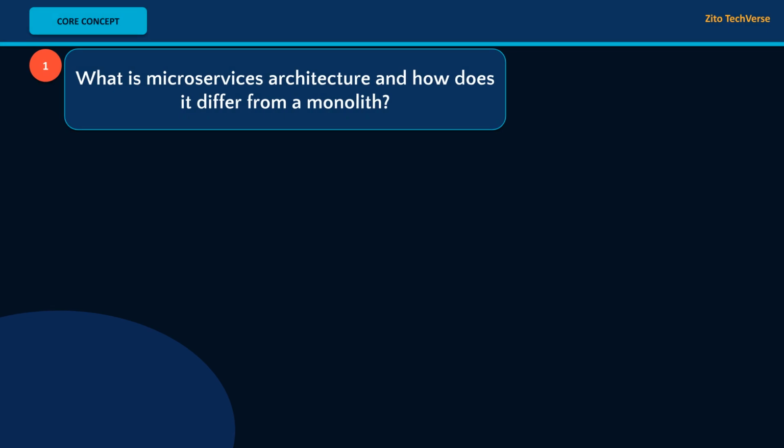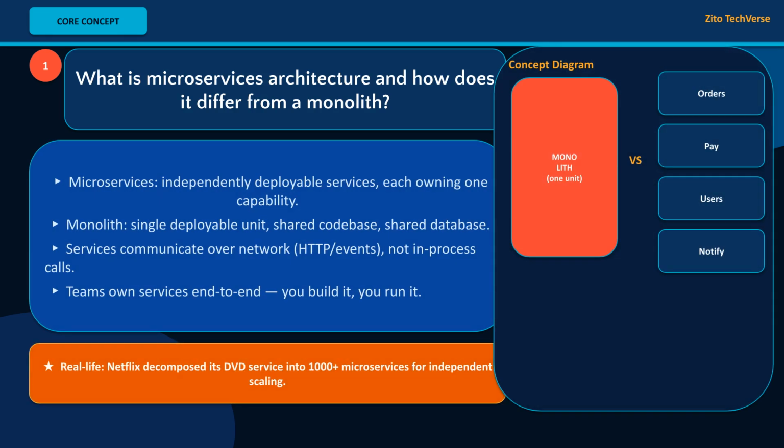First, what is microservices architecture? It's a method of developing software as a collection of independently deployable services, each owning a specific business capability. This differs from a monolith, where the entire application is one unit with a shared codebase and database. Netflix is a classic example of this approach.